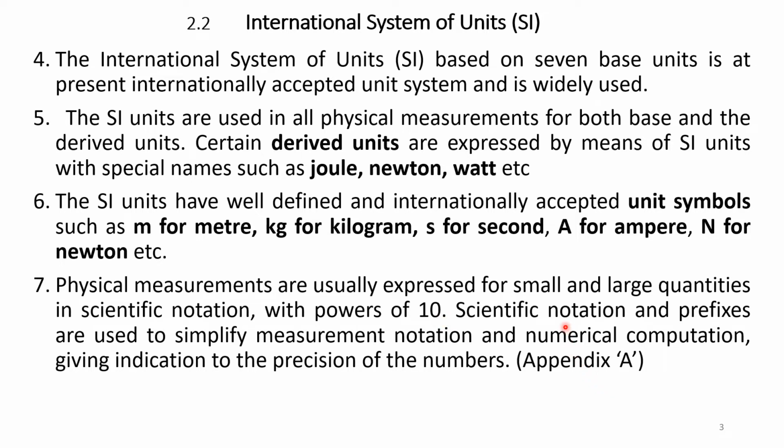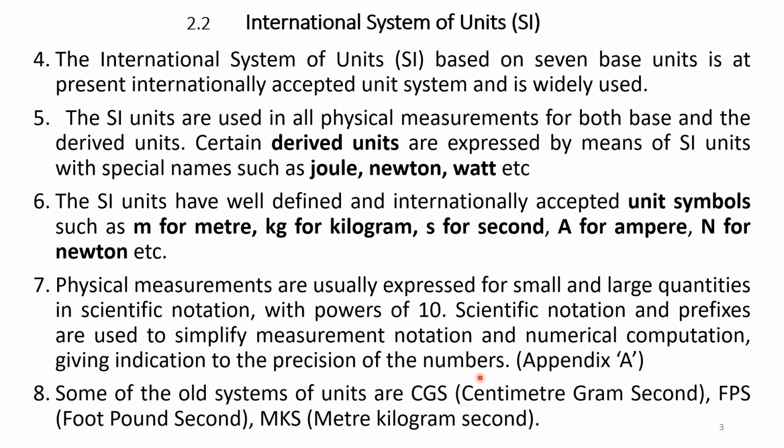Scientific notation and prefixes are used to simplify measurement notation and numerical computation, giving indication to precision of the numbers. So these notations are also listed in the appendices and subsequent tables. Some of the old system of units were CGS, centimeter, gram and second, FPS, foot pound second, MKS, meter kilogram second, as explained earlier.